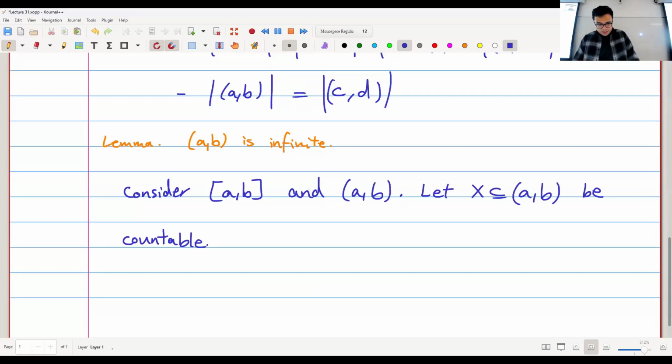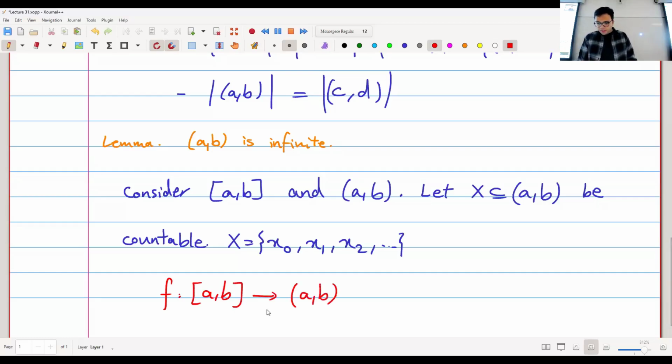So what is this X? This X is countable, so I can write its elements like this. I can label them X0, X1, X2, and so on. Okay, so I'm going to have a function from the set... From which one to which one do you prefer me to do it? So let's do it like this. Let's do from the closed one to the open one, and I want this to be one-to-one and onto.